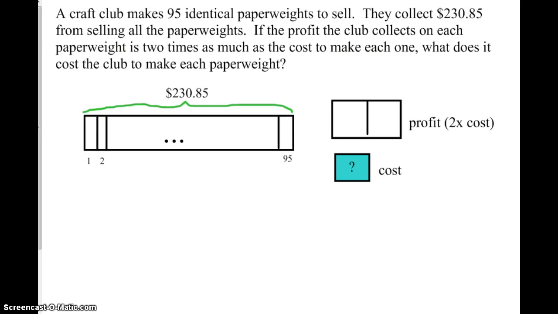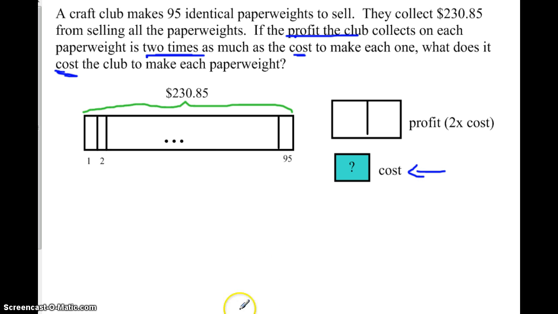All right. Yes, our very friendly tape diagram. Woohoo! Okay, here we go. A craft club makes 95 identical paperweights to sell. They collect $230.85 from selling all the paperweights. If the profit the club collects on each paperweight is 2 times as much as the cost, what does it cost the club to make each paperweight? So we need to know this. That's what we need to know.